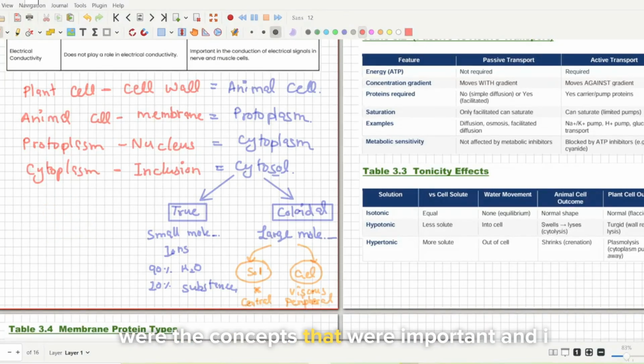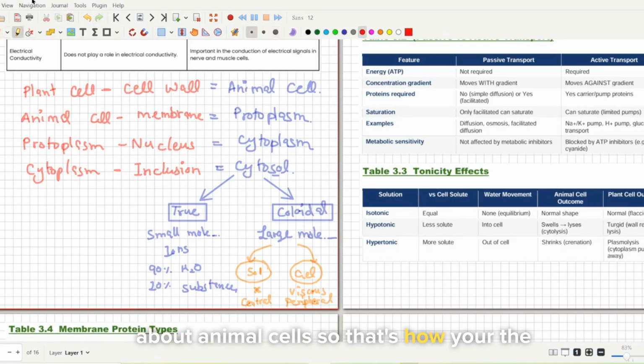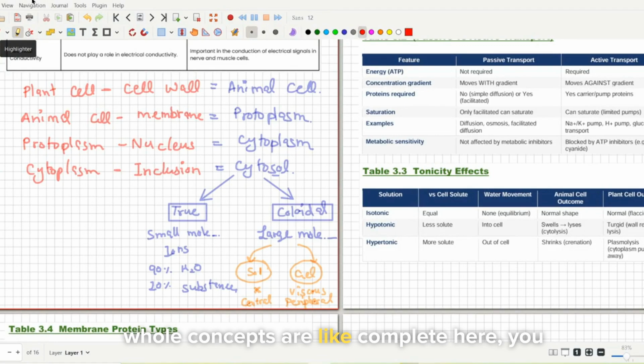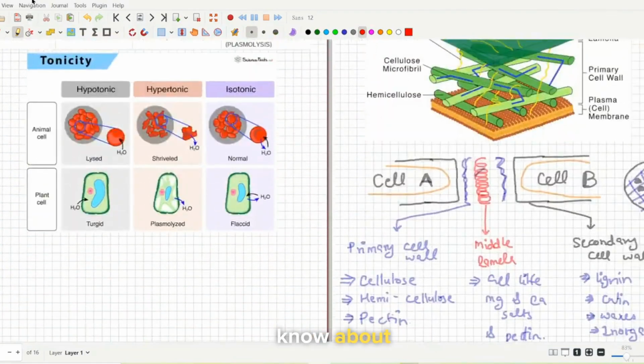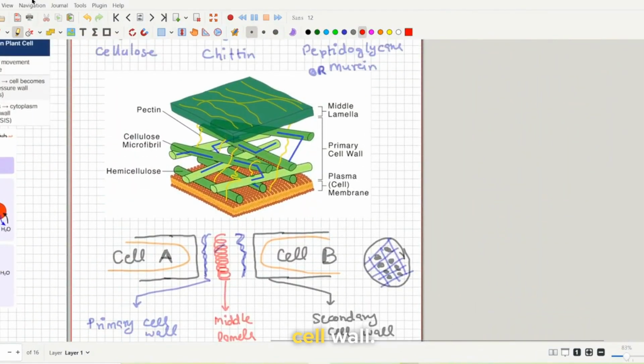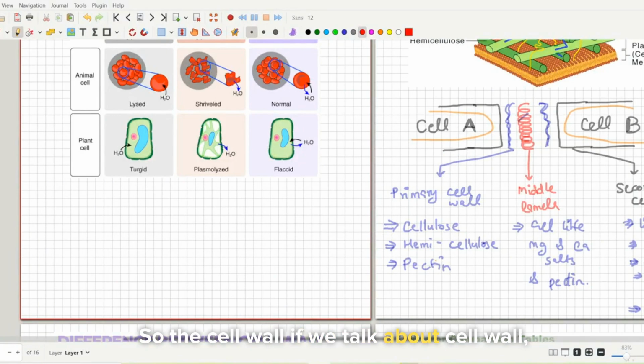So these were the concepts that were important, and I thought that you need to know about cytoplasm, about plant cells, and about animal cells. So that's how the whole concepts are complete here. You don't need to know anything else. I think there is one thing that you need to know about cell wall. Last thing, I promise, this is the last thing that we'll discuss. Okay, so if we talk about cell wall, then the sequence could be like this. As you can see, what is the sequence of the cell wall?